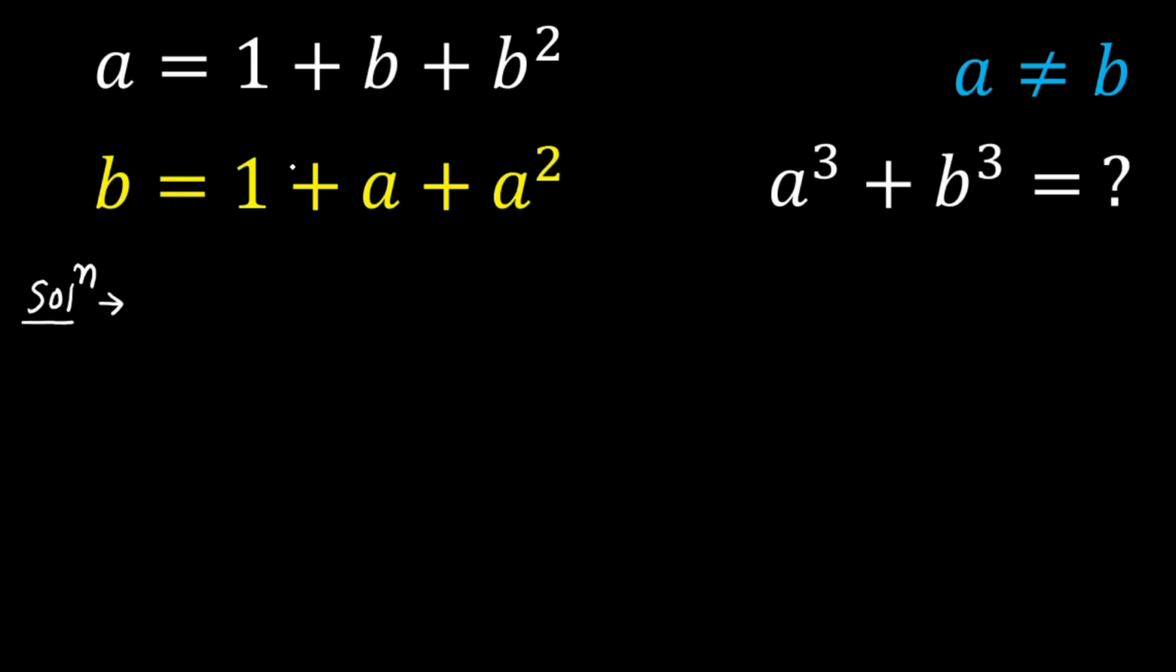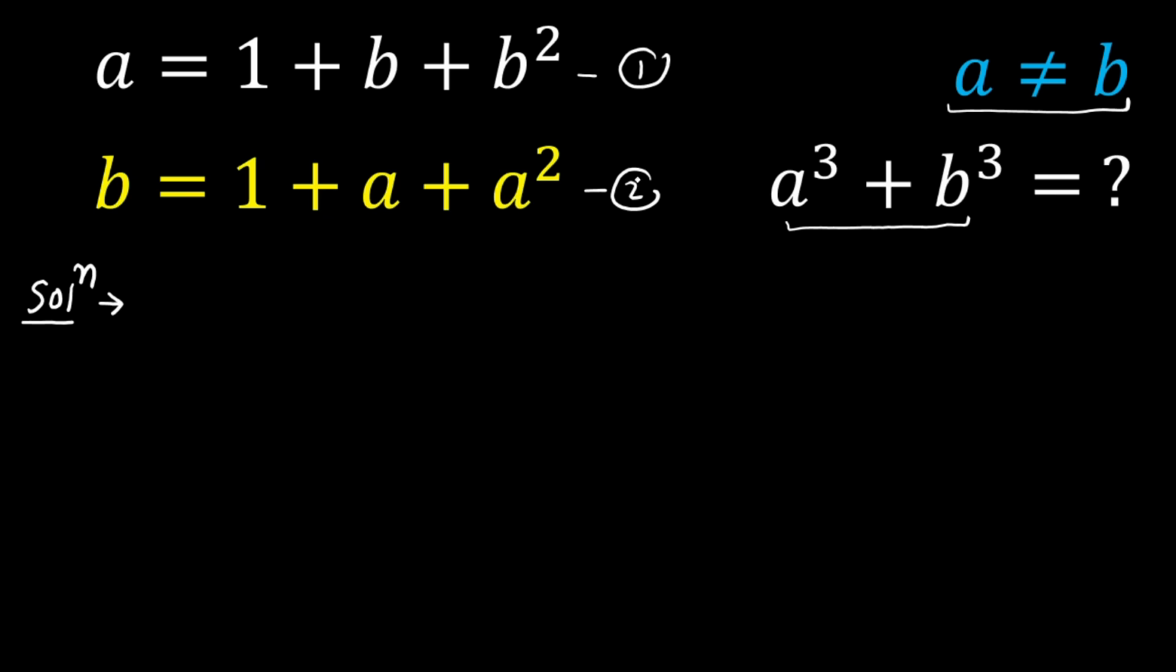Hello students, in this video we are going to solve a = 1 + b² and b = 1 + a², where a ≠ b, and we will find out the value of a³ + b³. Let us consider this as equation number 1 and this as equation number 2.